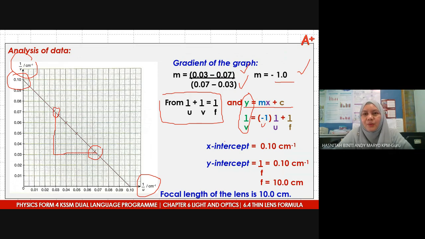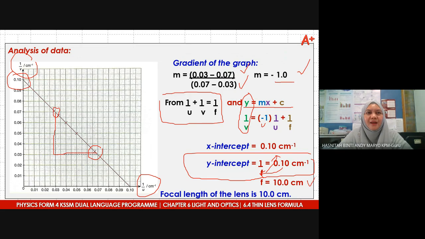So the y-intercept is 1 over f. The value is 0.1 from this graph. So from here, we can find our focal length. The focal length is 10 centimeter. So 1 over f equals 0.1, which means you bring f up here and 0.1 down. So 1 divided by 0.1 will give you 10 centimeter.